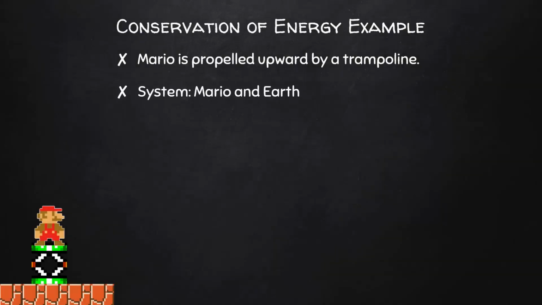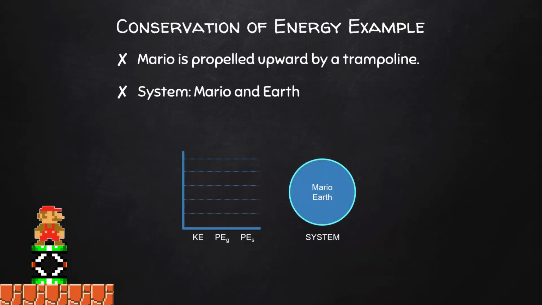Let's look at this problem again, but this time we'll include the Earth as well as Mario in the system. In the beginning, Mario is at rest. He does exist in the gravitational field of the Earth, which is part of the system this time, but he's at his lowest position, which is where the gravitational potential energy is zero. Since the trampoline is not part of the system, there's no elastic potential energy.